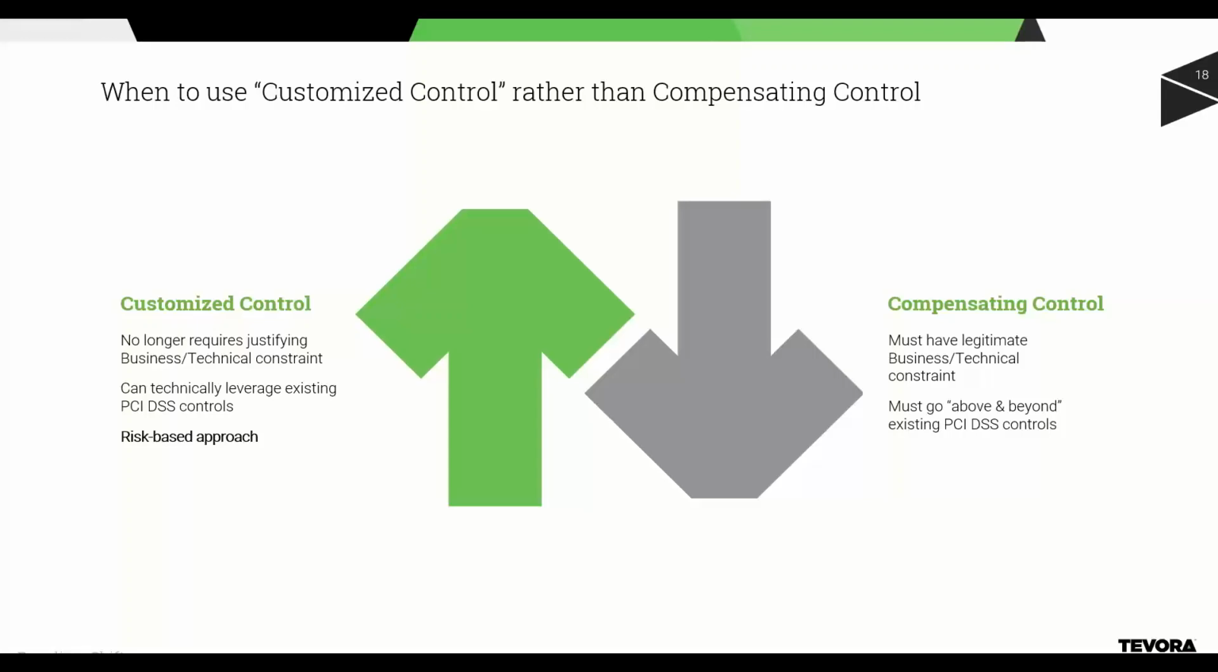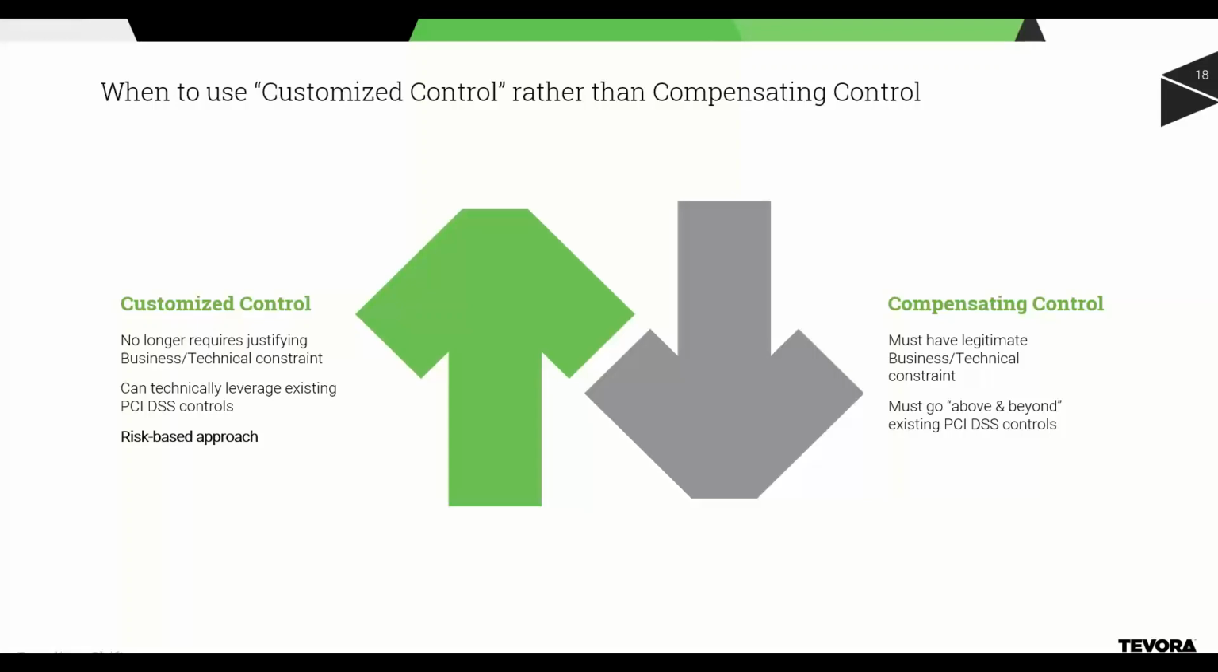For instance, you can't say, oh, we have file integrity monitoring on this system, because file integrity monitoring is already required for PCI. Moving over to the left side, customized controls, we no longer need a business or technical constraint to justify why we don't want to put in that original control. We can technically leverage existing PCI DSS controls. For instance, maybe there's a host-based intrusion detection system that does much more than just that. Although that's already required for PCI DSS from a certain perspective, that can be reused as a customized control if the overall context of the risk for that system or that particular process is low enough to justify that.